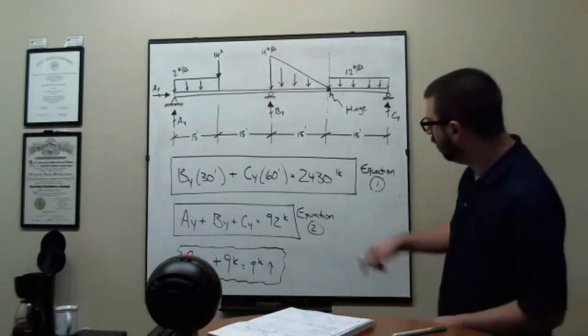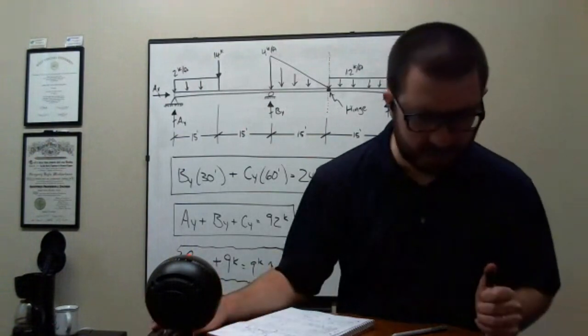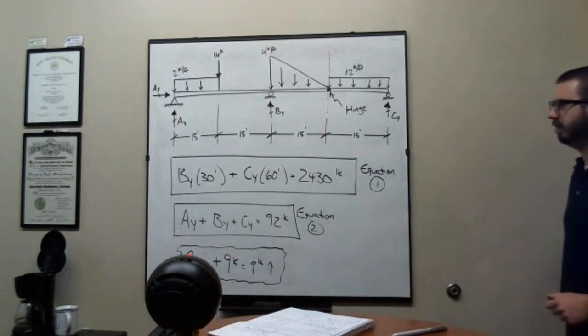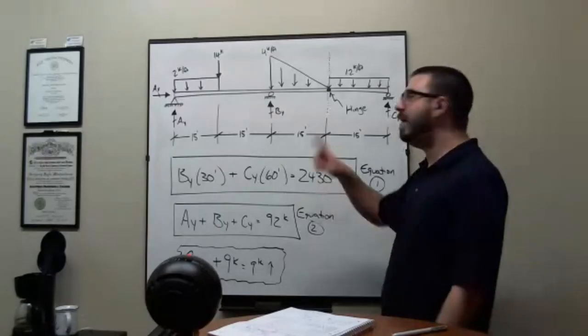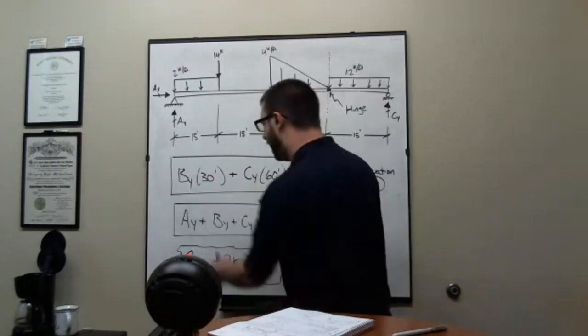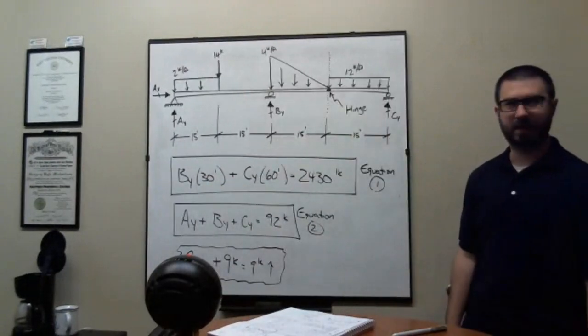Well, if I know that, what do I do? I'm going to ask the chat or somebody with their microphone. Tell me, if I know this, what do I do moving forward? You just plug it in for Cy. Exactly right. And then what's that going to give me? That's going to give me By. And if I know By and I know Cy, plug it in here to get Ay. All right? And that's it.